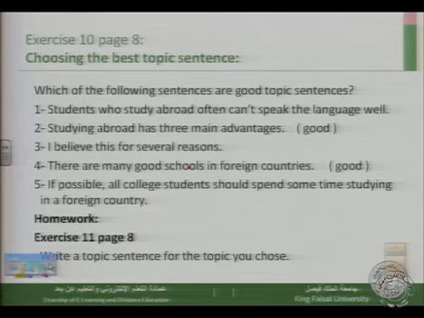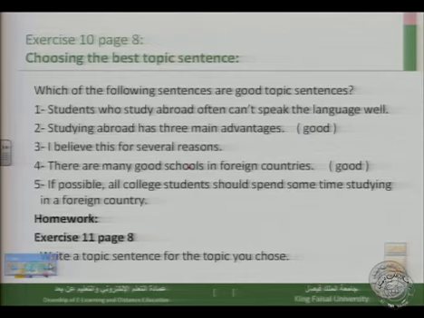In the exam, you will be given four sentences, sentence A, B, C, and D, and you will be asked to choose the best topic sentence. Also, you will be given a topic sentence, and you will be asked to find the part which has the controlling idea in the topic sentence. So this is a very important point in our course and in the exam.